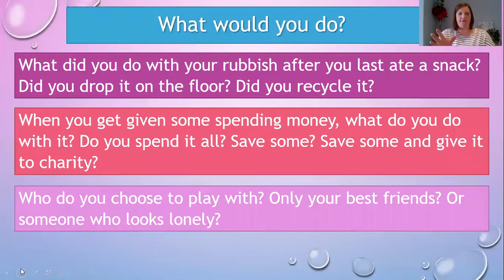So, thinking carefully about these 3 scenarios, what would you do? What did you do with your rubbish after you last ate a snack? Did you drop it on the floor, or did you recycle it? When you get given some spending money, what do you do with it? Do you spend it all, save some, or save some and maybe give something to a good cause or a charity?